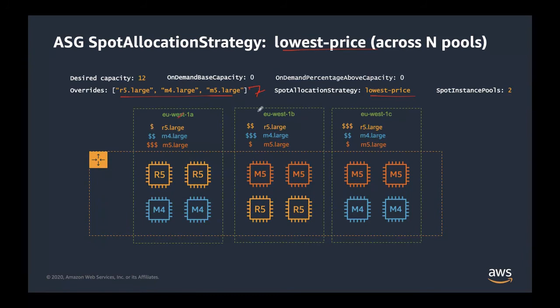So it will check in each availability zone. It will check for the cheapest price. So here I got R4 and M4. I got R4, R5 and M4. For here I get M5 and R5. Here M5 and M4. Now this is one option.